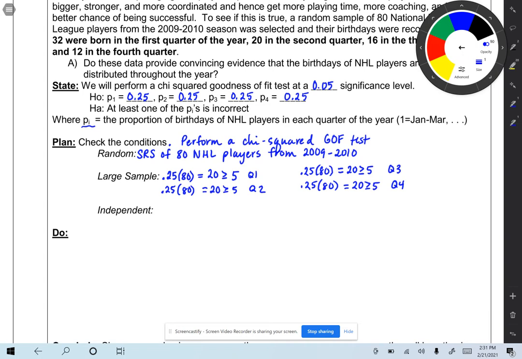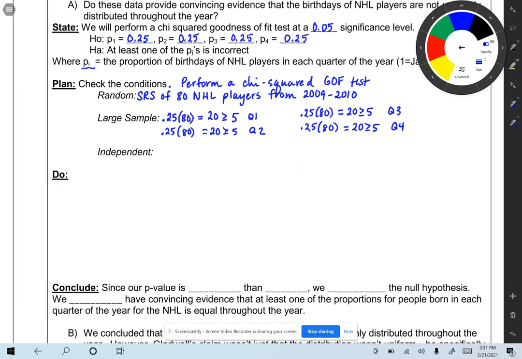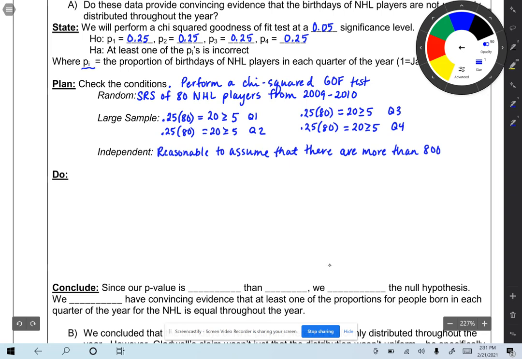And then for independence, well, we're not sampling with replacement, so it is reasonable to assume that there are more than 800 NHL players in 2009, 2010.